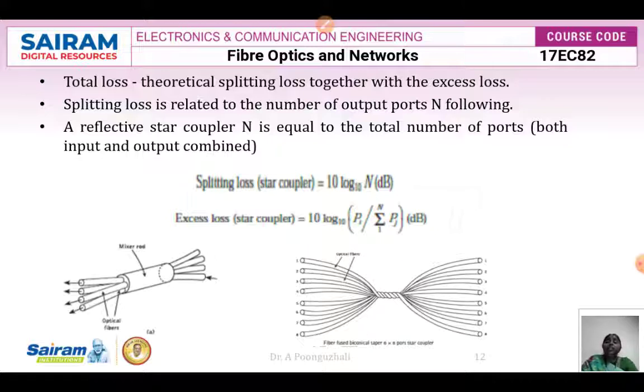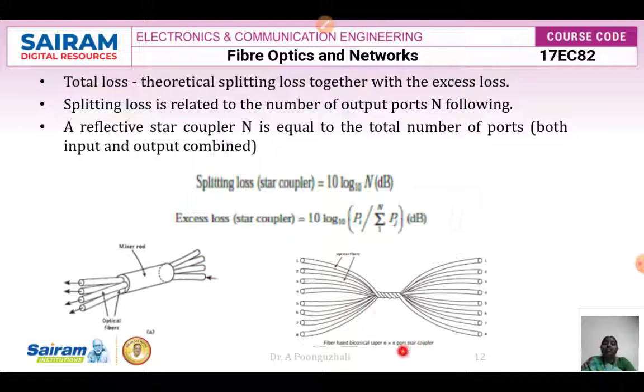So I can write the splitting loss of the star coupler as 10 log N to the base 10. The excess loss in a star coupler can be written as 10 log to the base 10 of Pi by the summation of Pj, where j varies from 1 to N, the number of ports. So we said you are going to have a mixer rod. The mixer rod is a thin platelet of glass where the light is focused into the glass, combined, and then sent to the output fiber.